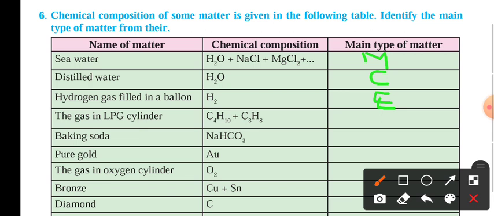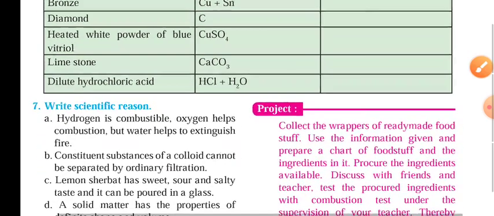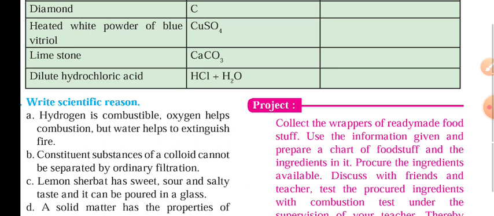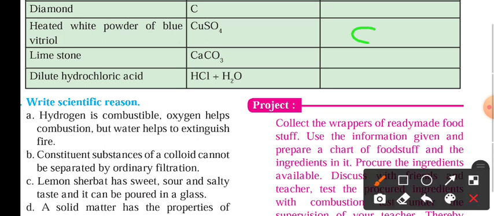Now further the next they have given is a gas in LPG cylinder. It's a mixture of a number of gases. Baking soda is a compound. Then the pure gold is nothing but an element. Then oxygen is an element. Then the bronze, it is a mixture. Diamond is a carbon, so it is nothing but the element. So this one is over. Now the next, after the diamond, they have given heated white powder of blue vitriol. It is nothing but the compound. So you can complete this portion.